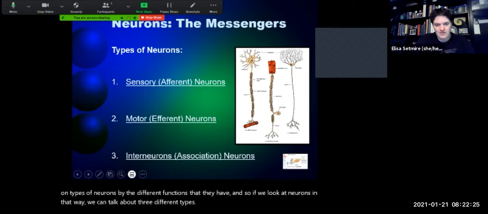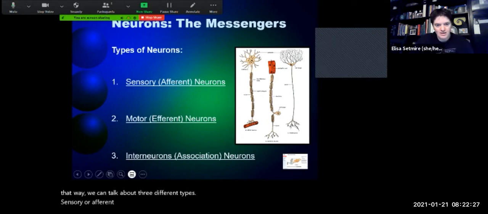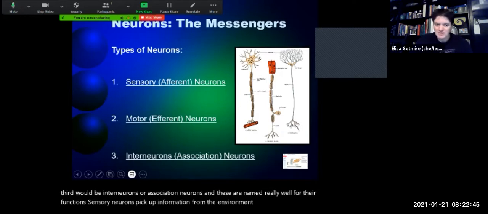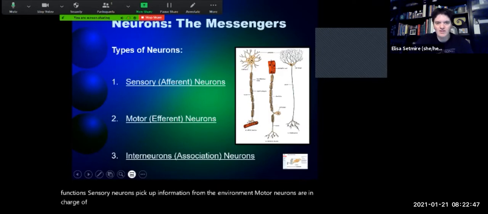Sensory or afferent neurons is the first type. The second are motor or efferent neurons. And the third would be interneurons or association neurons. And these are named really well for their functions. Sensory neurons pick up information from the environment. Motor neurons are in charge of movements, and interneurons kind of help facilitate the process between the two.